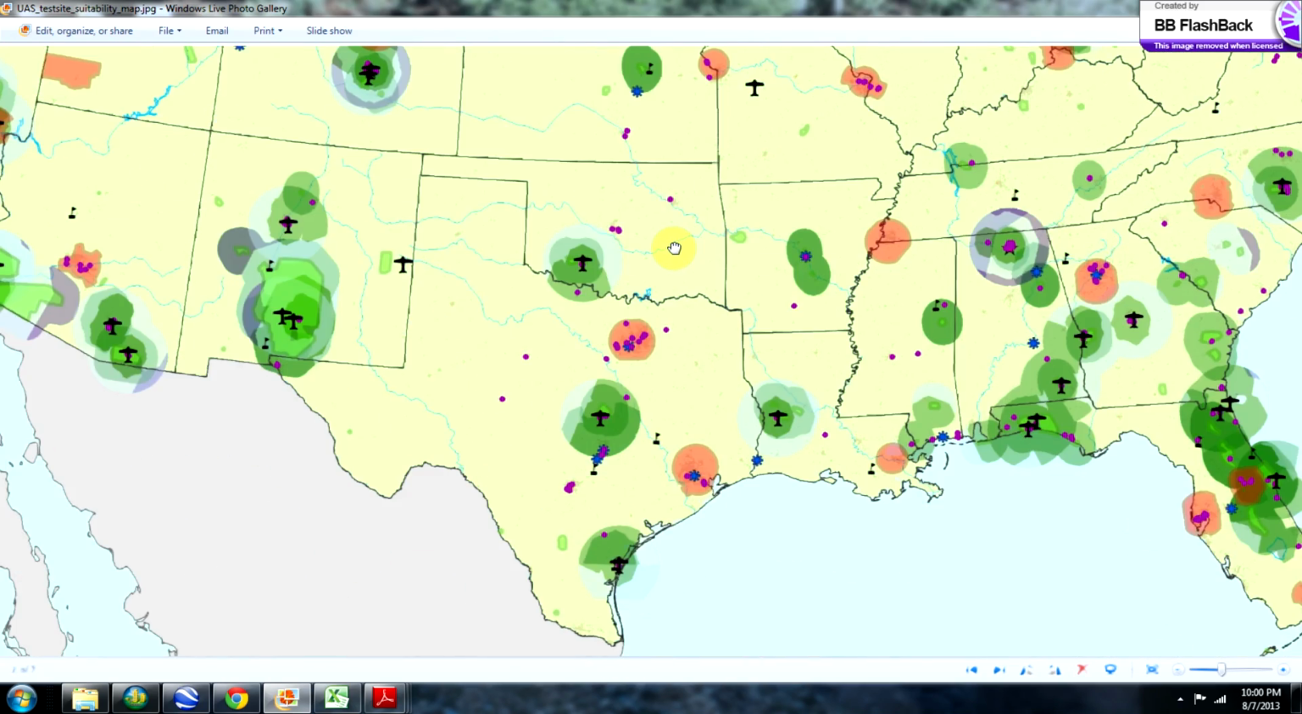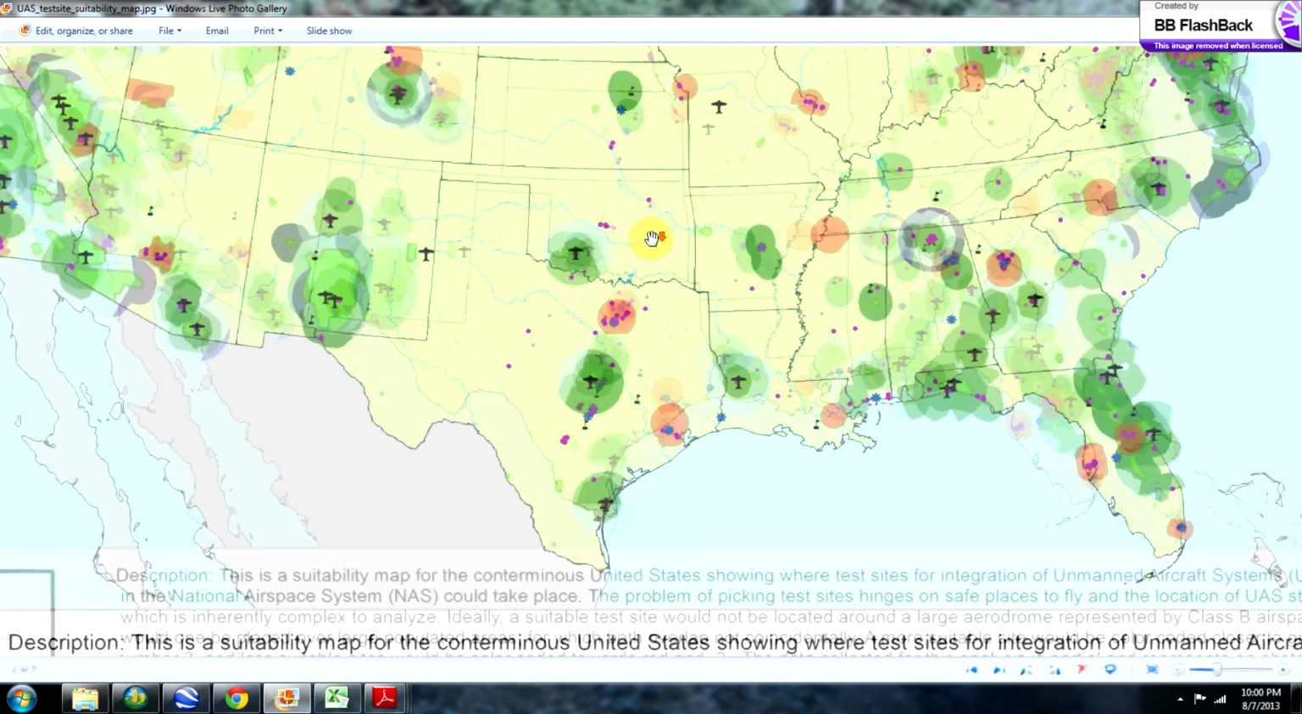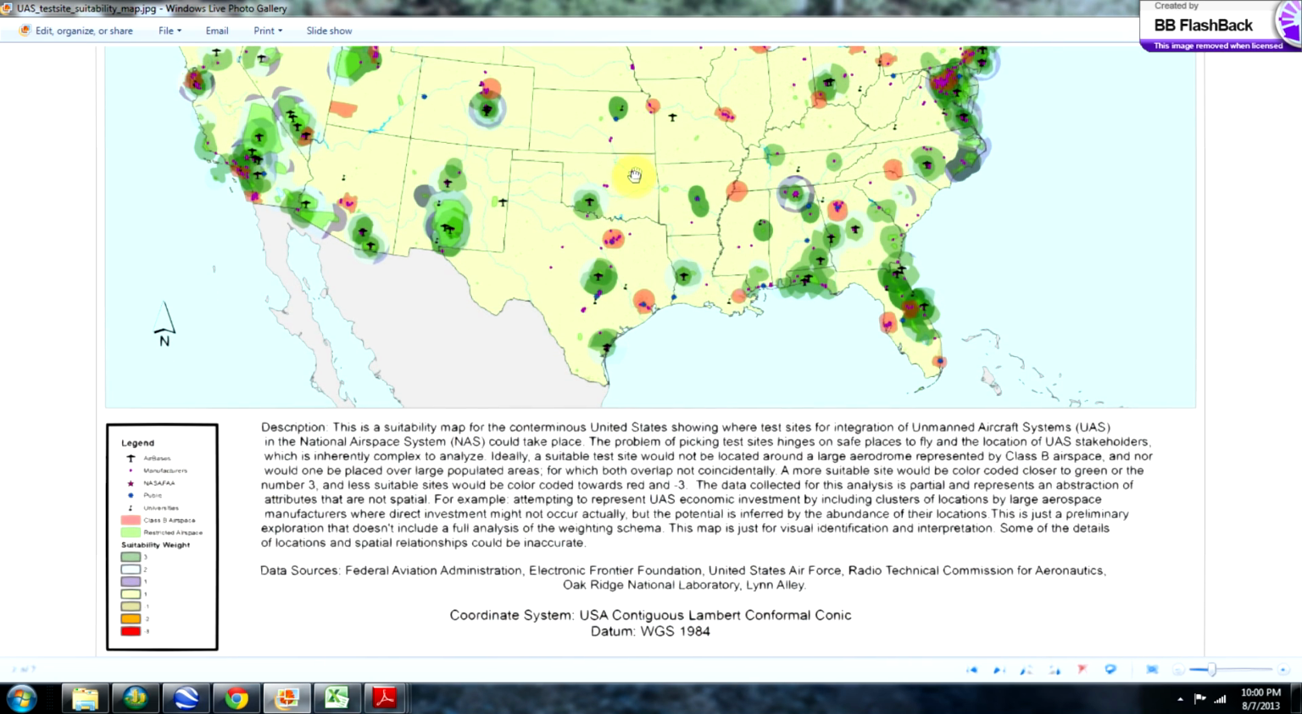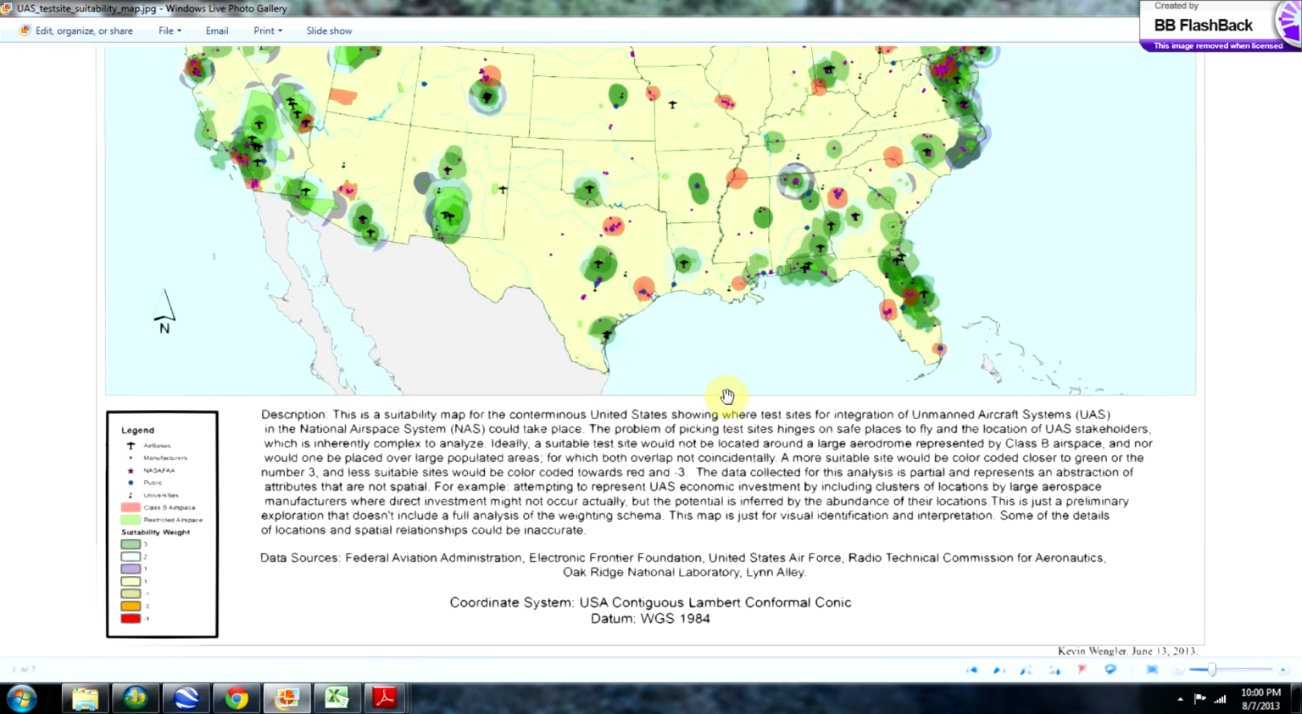This is something I put together, looking at where suitable sites are for picking 6 test sites for the testing and integration of unmanned aircraft systems, i.e. drones, in the National Airspace System. I'm not going to get into too much detail about it. I encourage anybody to do their own research on this, but this is going to give you some information.